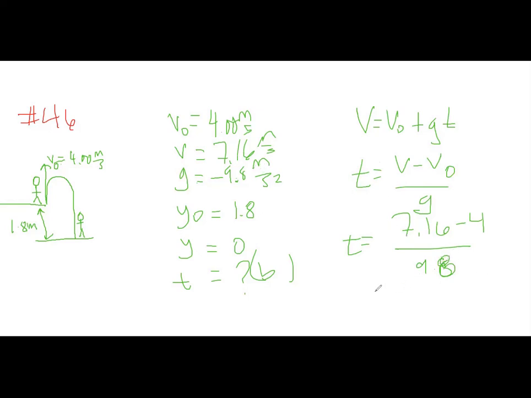Oh, now notice when you look at this, 7.16 minus 4 over 9.8. Is her final velocity actually 7.16? This is the magnitude of her velocity. Her velocity is in the downward direction. That means that this is negative 7.16. Notice if I would have done this, I would have gotten a negative time. That's a good key that you did something wrong. So it's negative 7.16 because it's downward.